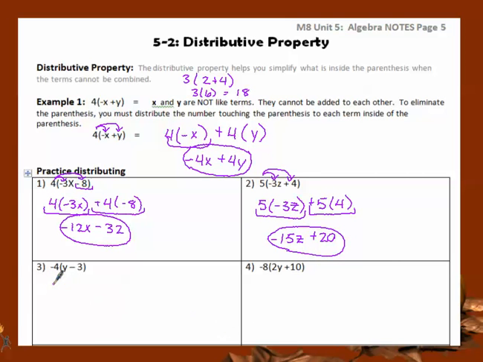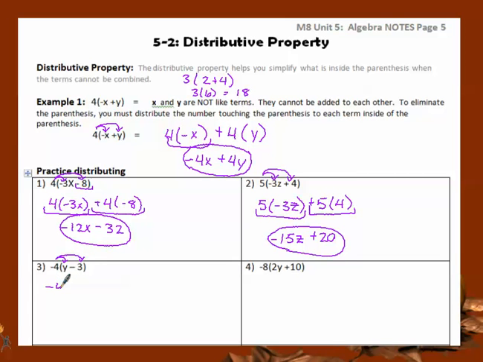Alright, now what happens if we have a negative number on the outside? Well, it's going to work just like we did with a positive number. You just have to watch out for that negative sign. So again, we cannot combine the terms on the inside of the parentheses, so we're going to do outside times the first, outside times the second.